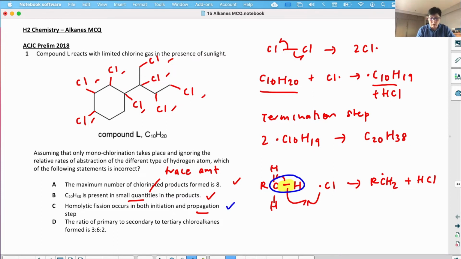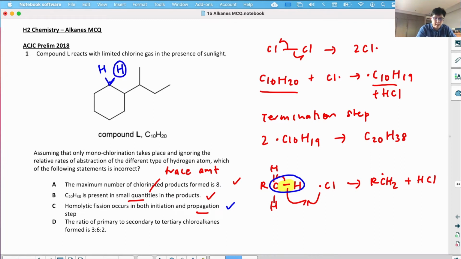Okay, this is the tricky part. The ratio of the primary to secondary to tertiary chloroalkanes has this ratio. I'm just going to show you what it means. Imagine there are two H's over here. This is a secondary hydrogen. If I replace this secondary hydrogen with a Cl, this becomes a secondary halogenoalkane because this carbon has one R group and another R group.